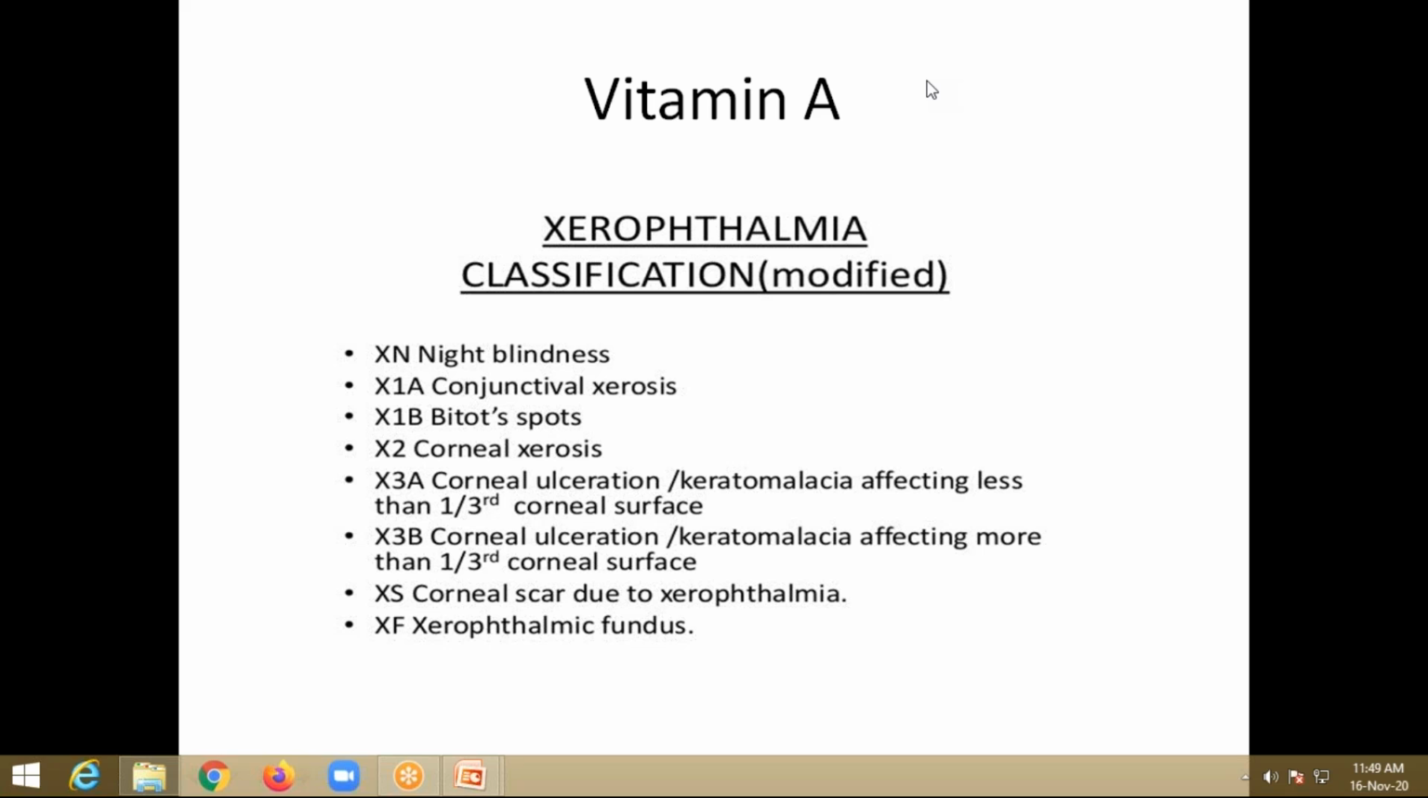So what is the RDA of vitamin A? In infants, the RDA is 300 to 400 micrograms. But in children, the RDA is 400 to 600 micrograms, and in adolescents it is 750 micrograms. These are the daily recommended doses.